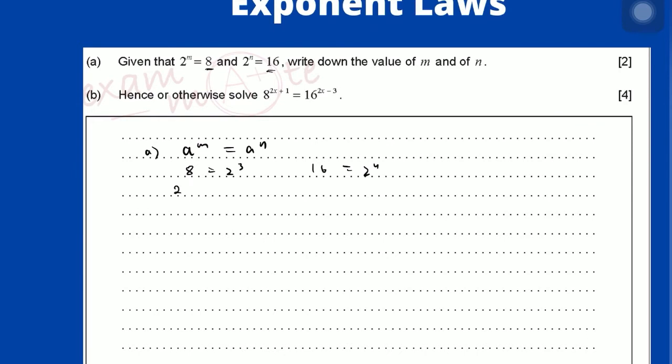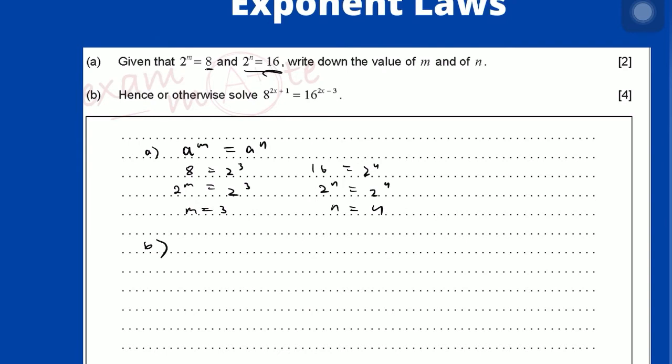So 2 power m is equal to 2 power 3, and 2 power n is equal to 2 power 4. Since on either side of the equation the bases are the same, we can equate the powers. So m is equal to 3 and n is equal to 4. Now we can move on to part B.